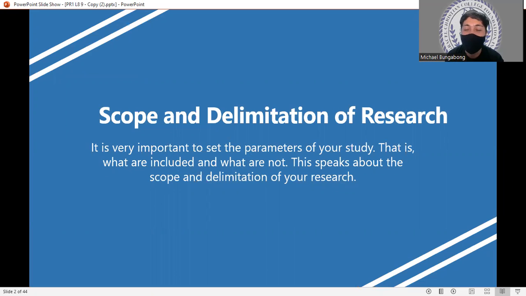So same with scope and delimitation of research, class. Sometimes, not really sometimes, all the time when you are making your research, you have to put them, because it will give a hint to the audience or the one reading your research that these are the only variables that you can see. You are setting an expectation to them of what variables they can read throughout your research. All right, so nagre-revolve lang siya around doon.